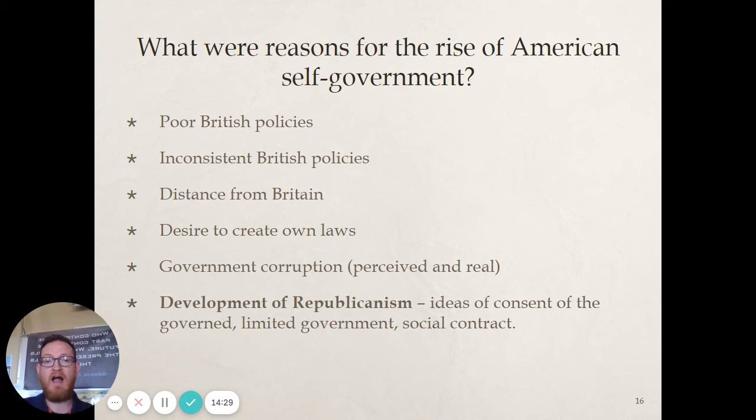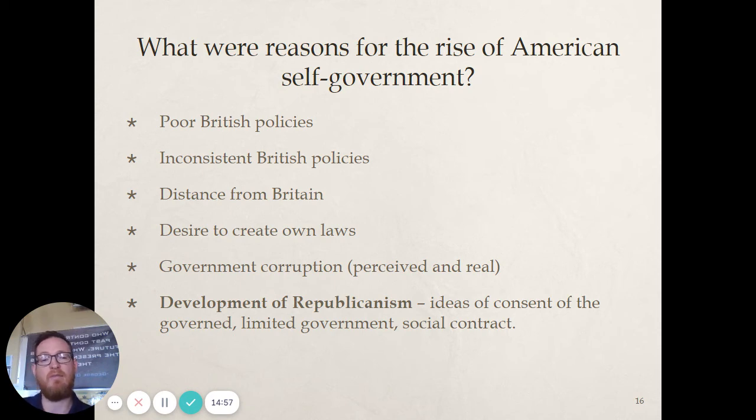What were the reasons for the rise of American self-government? One, poor British policies. The British put in place things that just didn't work out, like the Dominion of New England. Those sort of things, very poor policies, did not work. Two, inconsistent British policies. You can already see this trend where the British put in rules and then they back off on those rules and then they decide to put in some more rules. So they're very inconsistent, which is going to cause people in the colonies to get very upset.